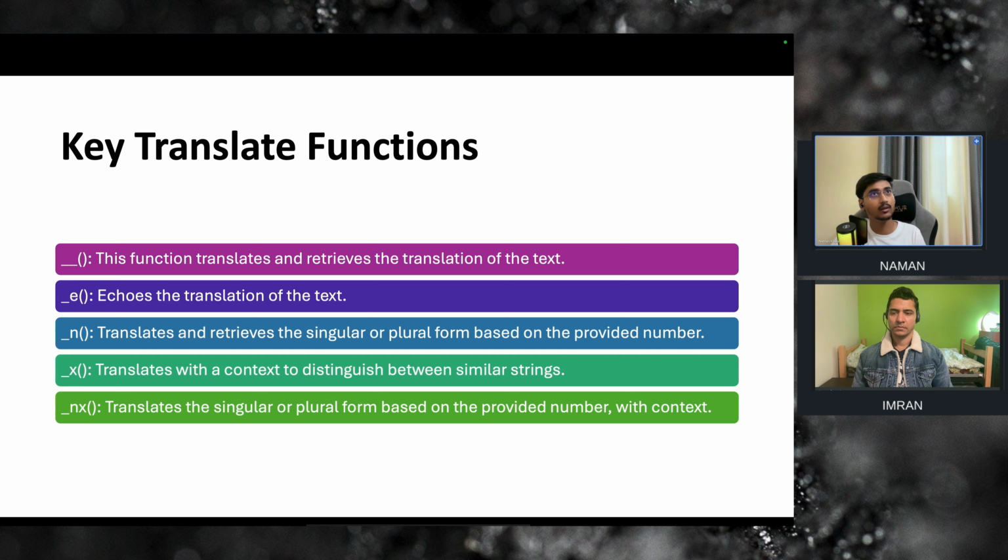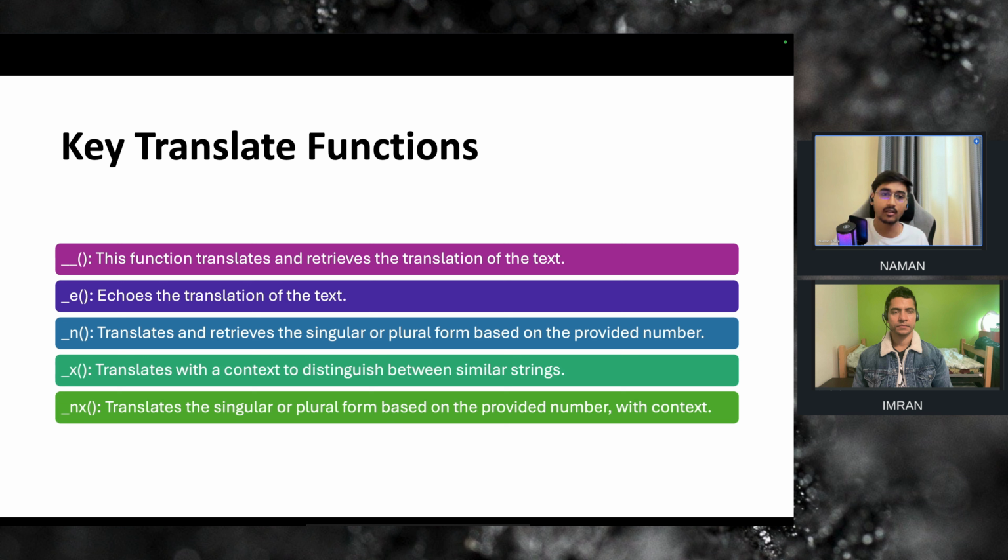And then we have the last two functions, which are x and nx, right? So let's imagine a scenario where you have a word in English which translates to two different things or two different meanings in another language, right? So you need some kind of context in that, or else you will have the same term or same translation for both the meanings.